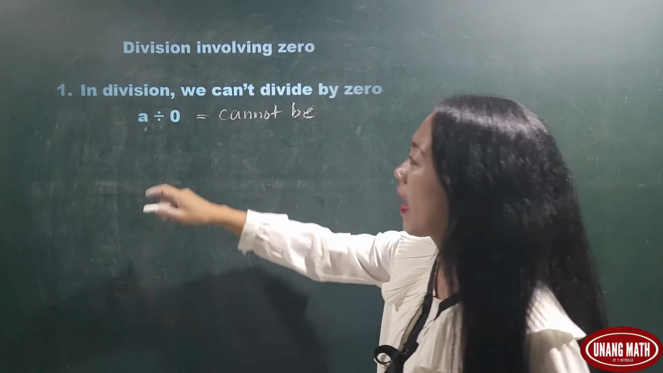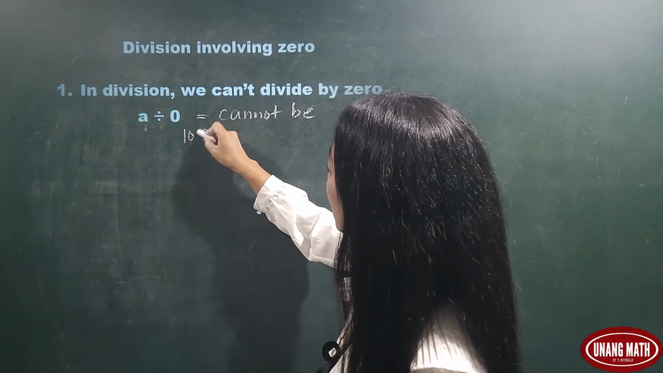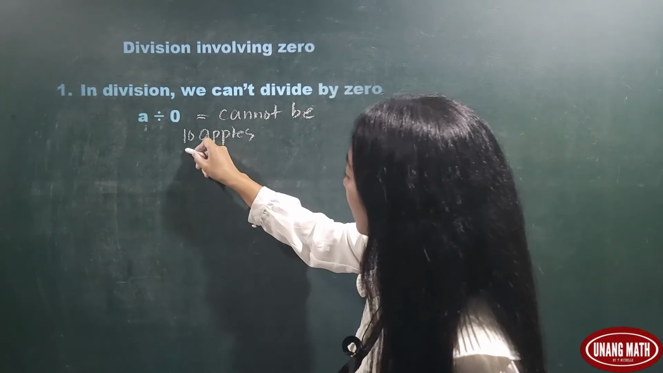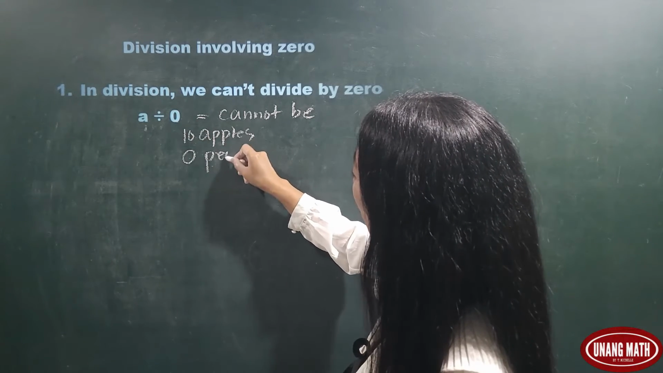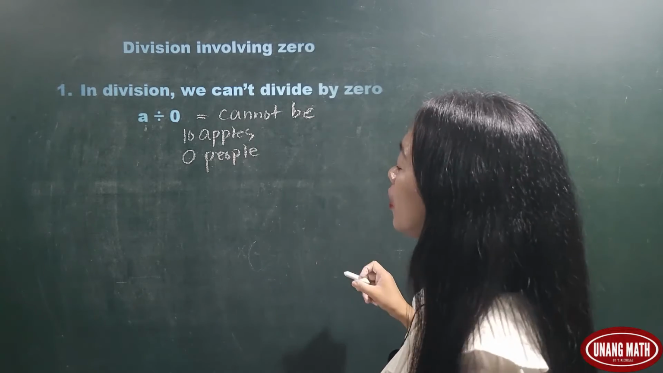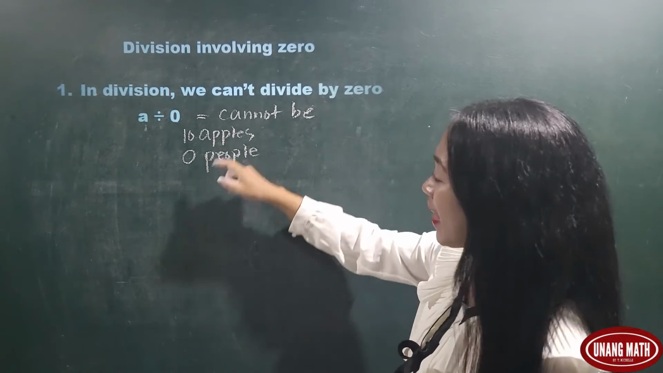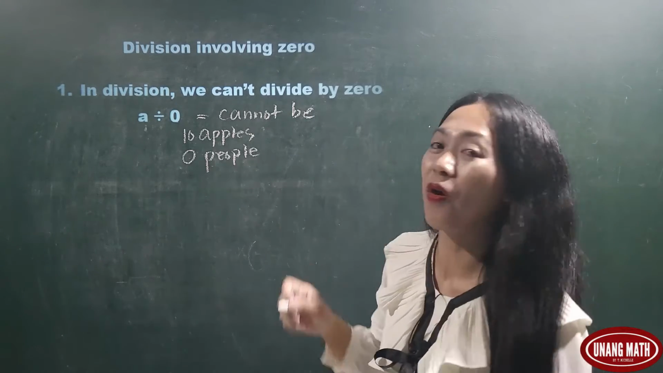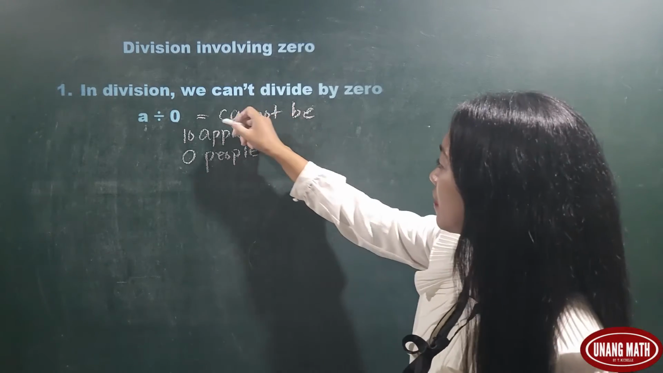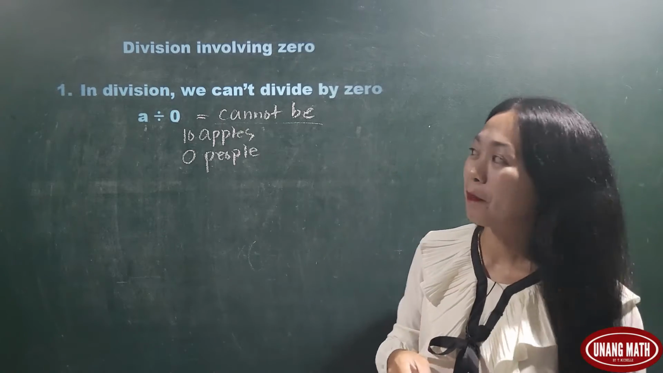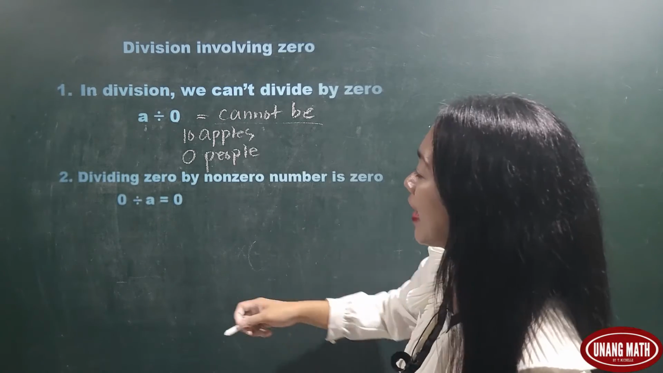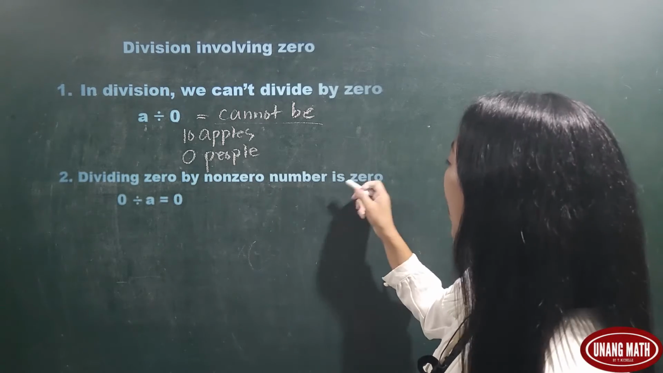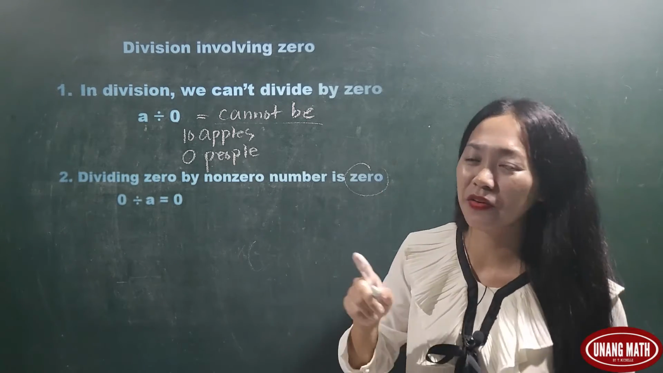Let's say I have 10 apples divided by 0 number of people. So how can we divide 10 apples if there are 0 number of people? So this cannot be. But we can divide 0 by a non-zero number, and that is equal to 0.